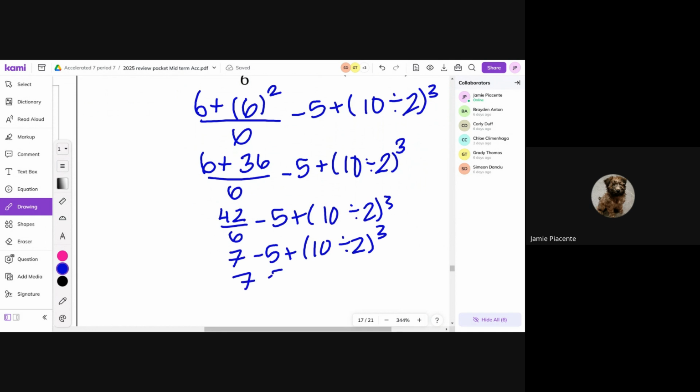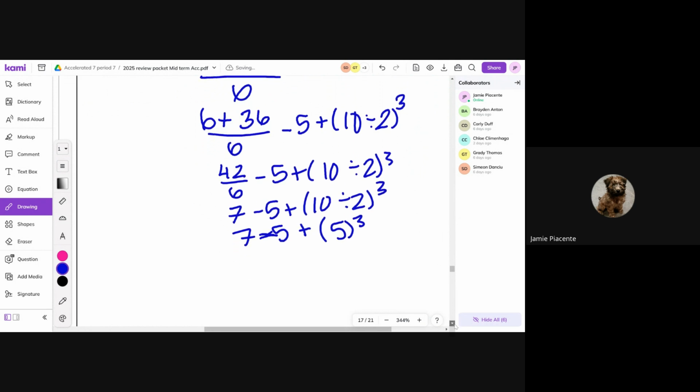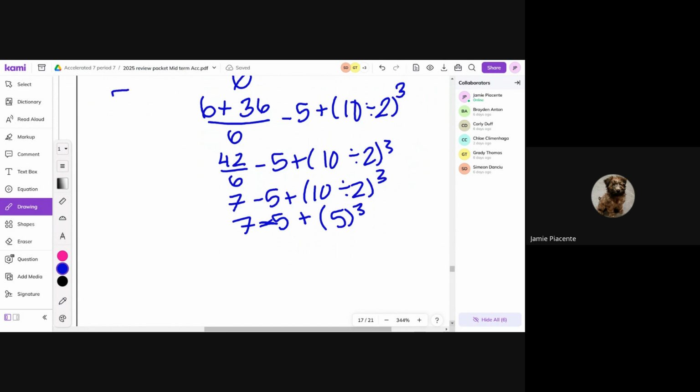So 7 minus 5 plus, this is just 1 minus. 10 divided by 2 is 5 to the third power. So in your calculator, you can type 5 times 5 times 5, or there's the little caret button. It's like a triangle, but it's not fully closed on the bottom. So you would write 5 raised to the third power. So 5 times 5 times 5 is 125.